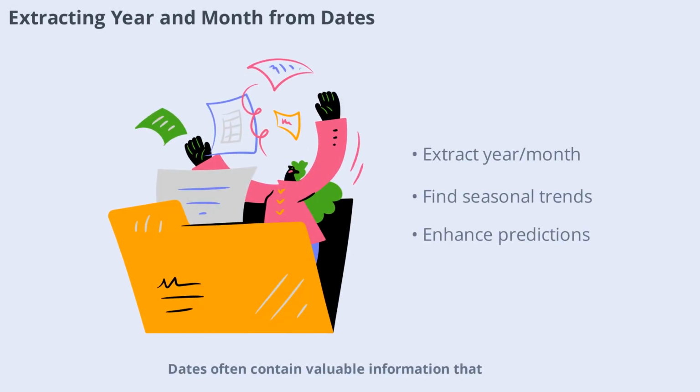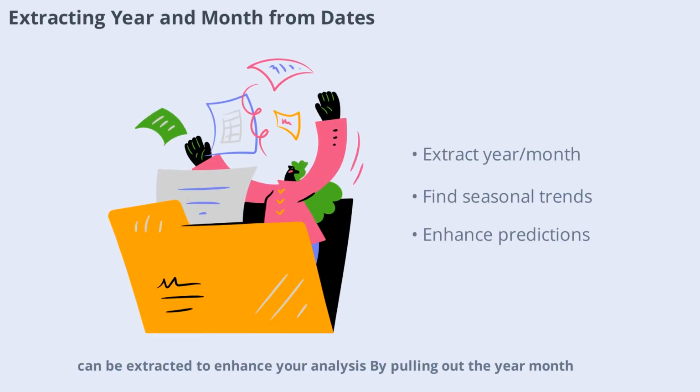Dates often contain valuable information that can be extracted to enhance your analysis. By pulling out the year, month, or even the day of the week from a date column, you can identify seasonal trends or patterns over time. For example, sales might spike during certain months or drop on weekends. Extracting these features allows your models to capture temporal effects and make more accurate predictions.